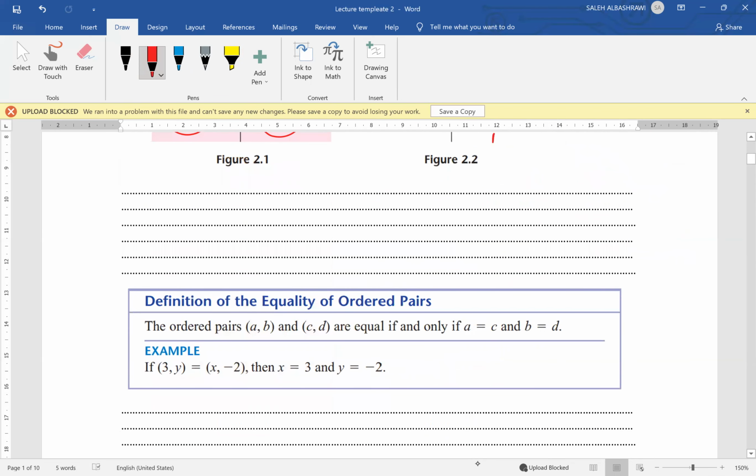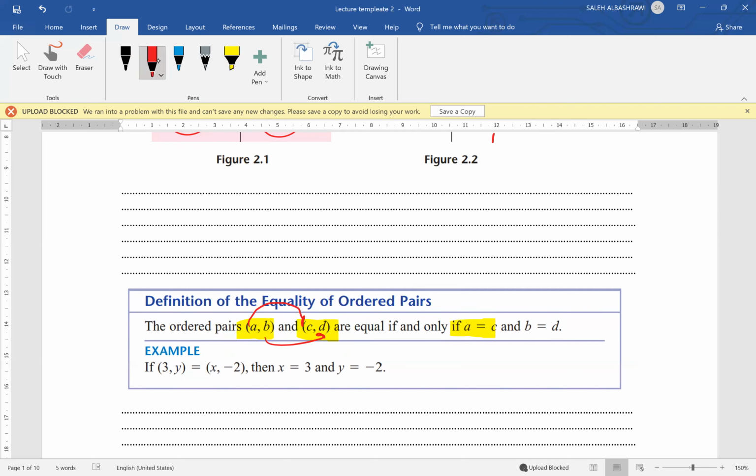For the equality of ordered pairs, sometimes we speak about the equality of two ordered pairs. The ordered pairs (a, b) and (c, d) are two ordered pairs. They are equal if and only if the first coordinate in the first ordered pair equals the first coordinate in the second ordered pair, that is, a equals c, and b equals d. And the second, or the y coordinate, in the first ordered pair equals the y coordinate in the second ordered pair.